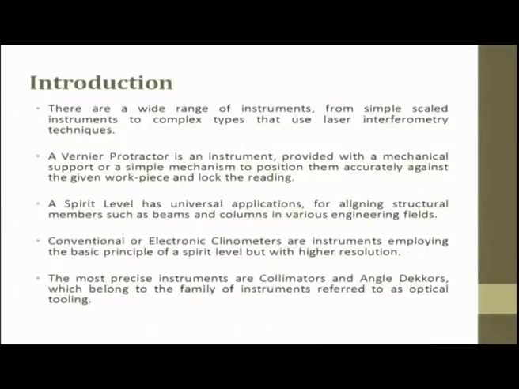There is a wide range of instruments, from simple scaled instruments to complex types that use laser interferometer techniques for measuring the angle. A vernier protractor is an instrument, we will see, provided with a mechanical support or simply a mechanism to position it accurately against a given workpiece and lock the reading. So, in all these vernier calipers, we will always have a locking nut or locking screw, which we keep at an angle and then lock, and then we pull it out from the workpiece and see what the measurement is.